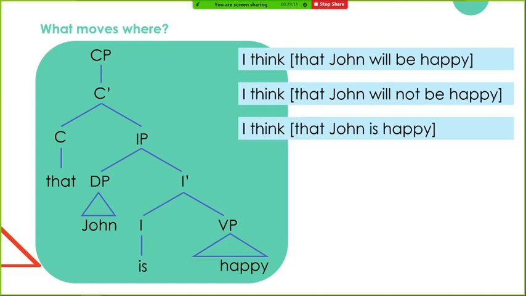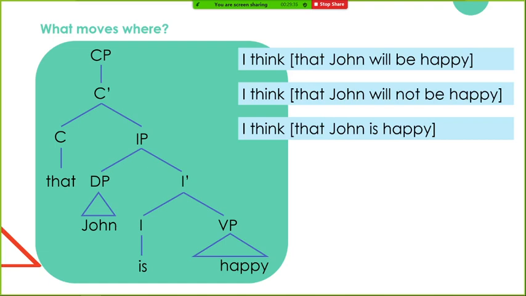Now, if we have a tensed version of this without the free morpheme modal there, but we've just got a tense morpheme, and that is going to get together with the verb, we end up with John is happy. Now, the question is, is that verb, the tensed version of the verb to be, in the inflection position?